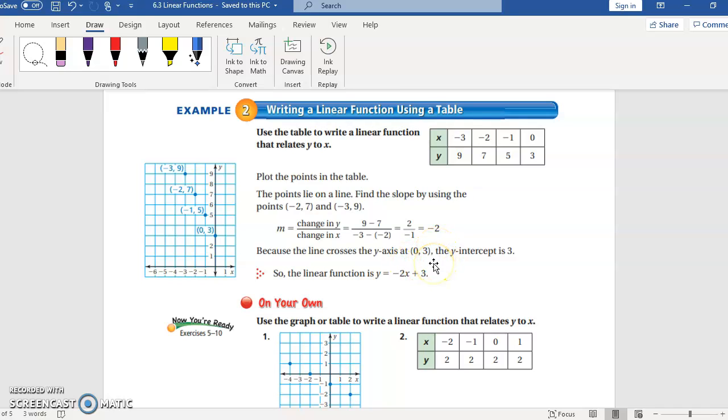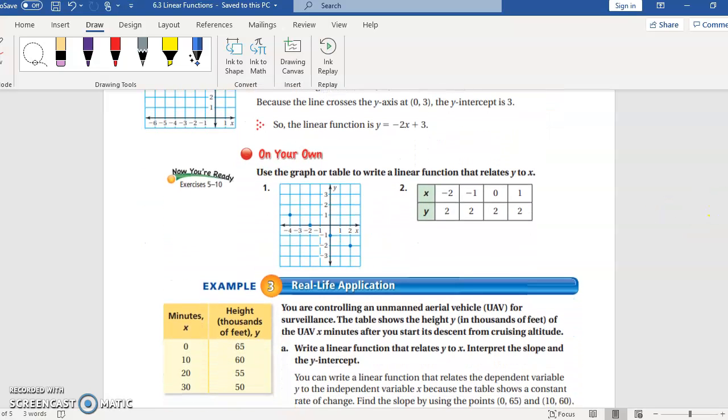Then you can find your y-intercept. So to do that, remember, look at your x values, and when x is 0, the y is your y-intercept. So your y-intercept is +3. So when you plug those into your function, you get y = -2x + 3. Now we're going to try a couple here. You can either pause the video right now and try them on your own, or you can continue with the video and we'll do them together.